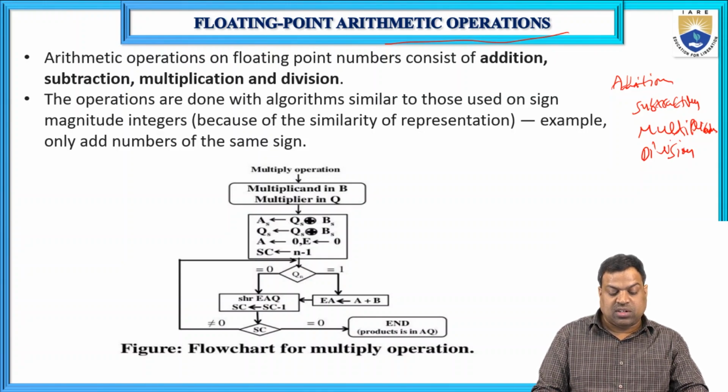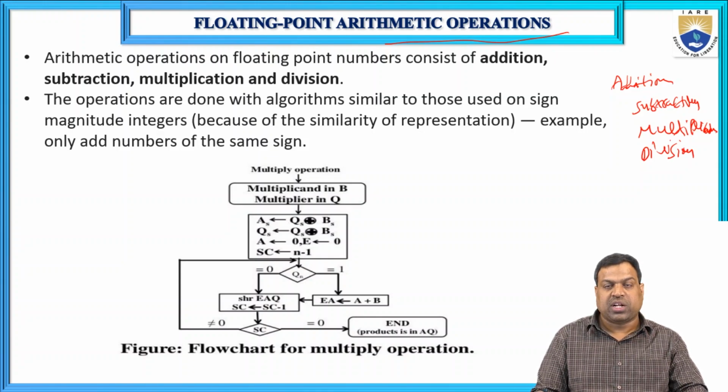These arithmetic operations of addition, subtraction, multiplication and division are done with algorithms similar to those used on same magnitude integers because of the similarity of representation. Example: only add numbers of the same sign. Multiply operation: multiplicand in B, multiplier in Q.